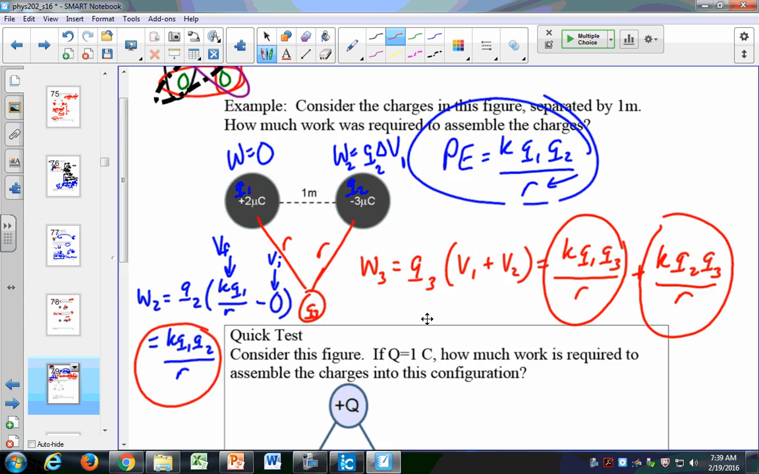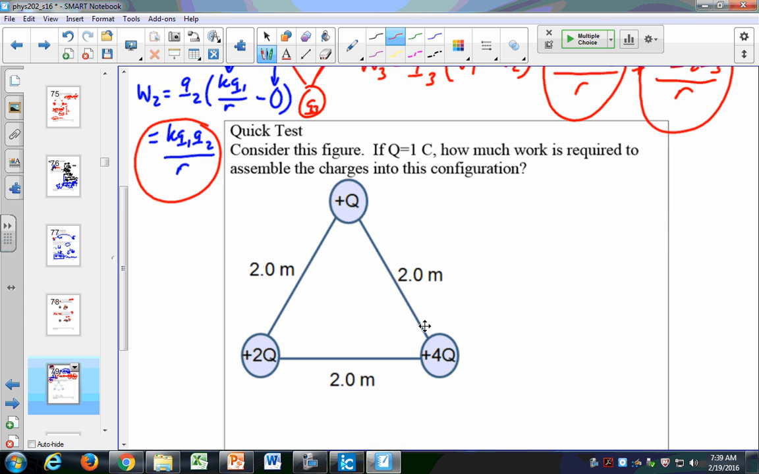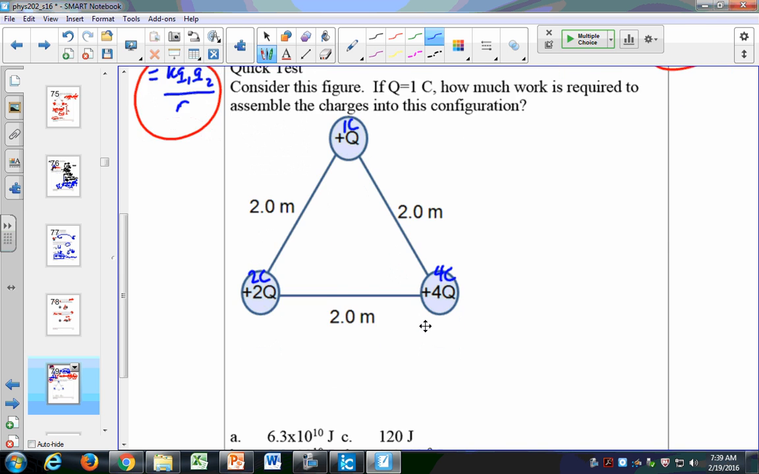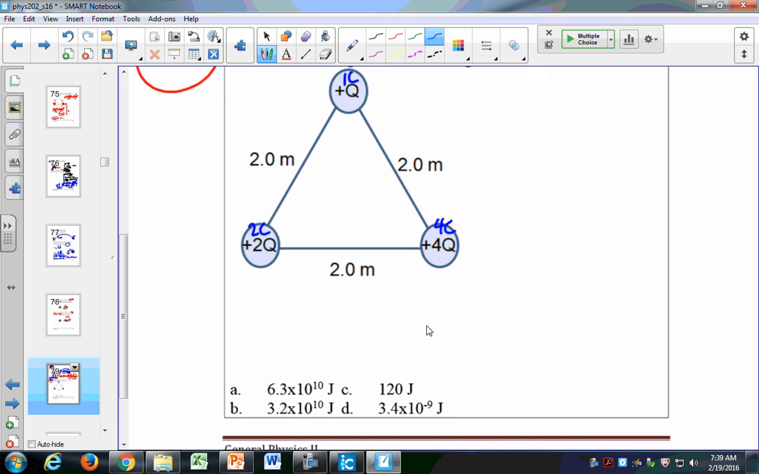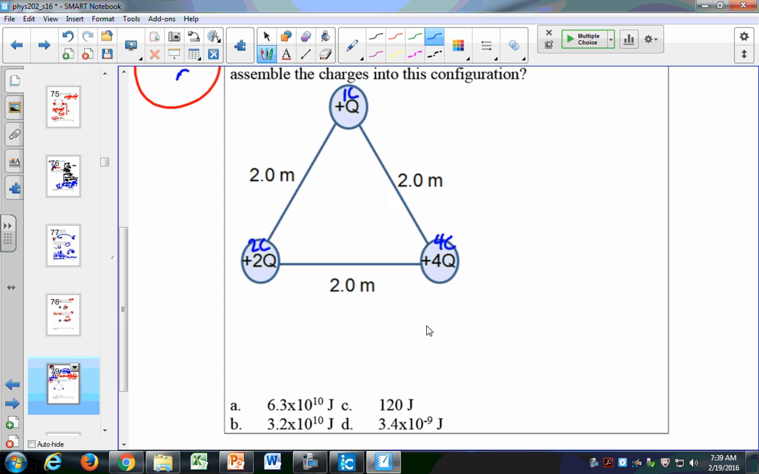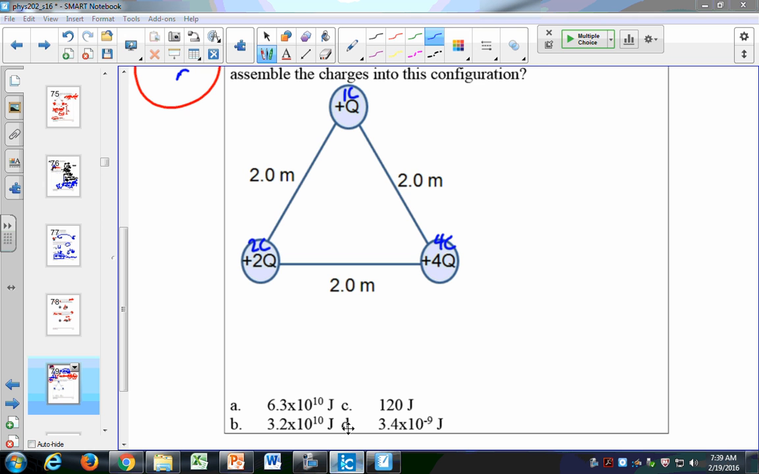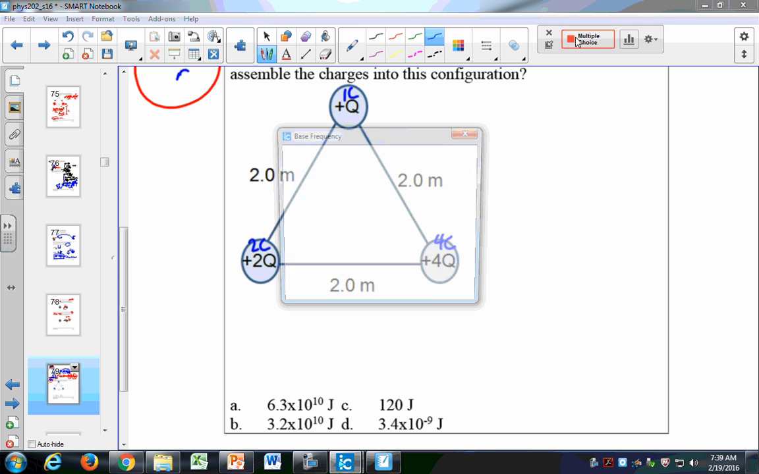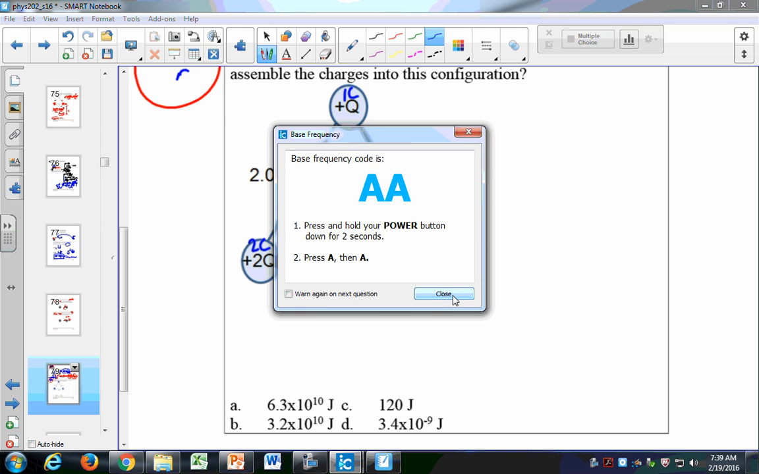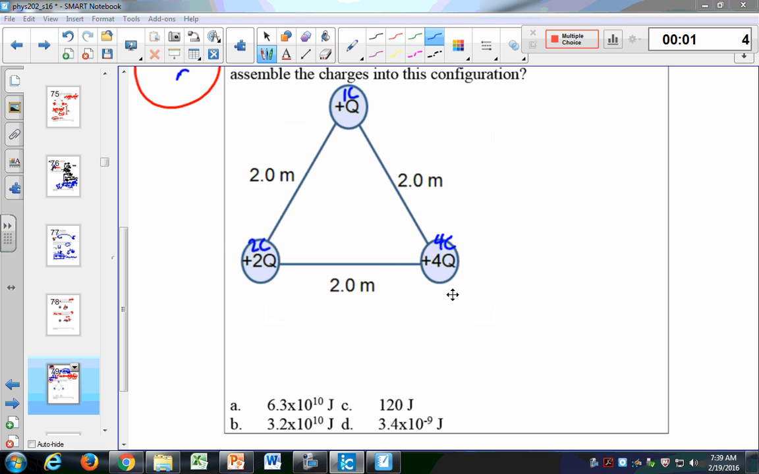Let's try this quick test. So let's consider this. I have Q is 1 coulomb. So just to be clear, that means this is 1 coulomb, this is 2 coulombs, and this is 4 coulombs. It's 1 times 1, 2 times 1, 4 times 1. I want to know how much work is required to configure this set of 3 charges. I'll work that. I'll be right back. What is the work required? Remember, work and potential energy are the same, so you can also replace that work.